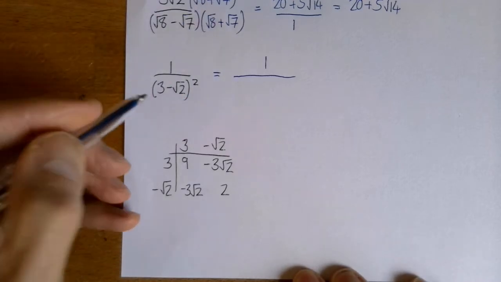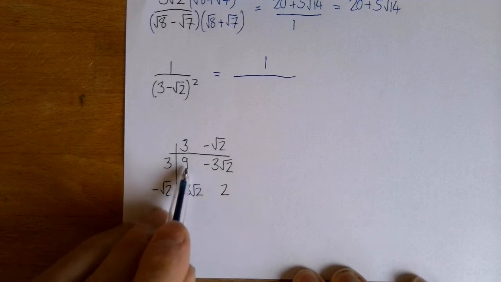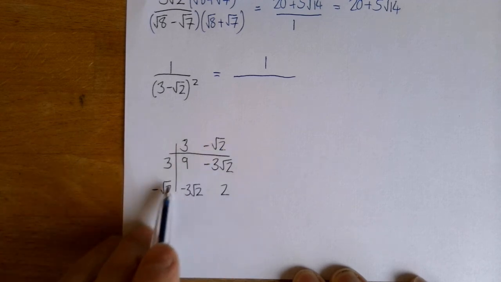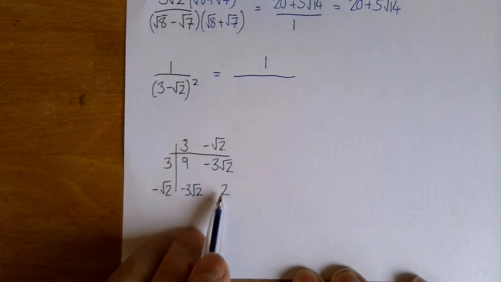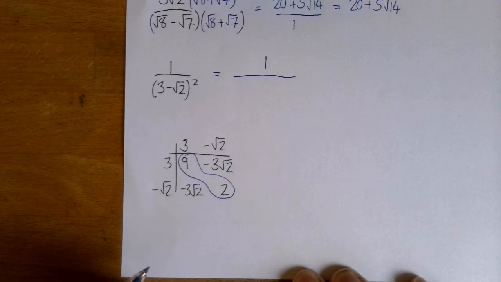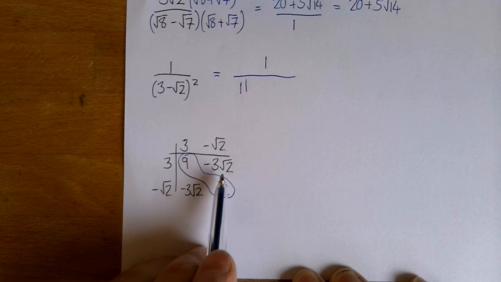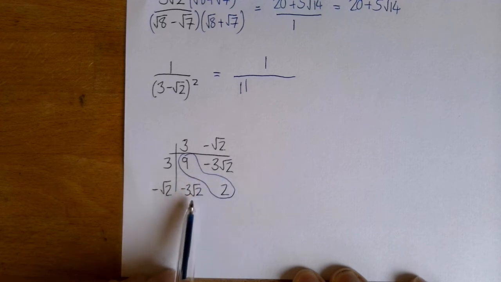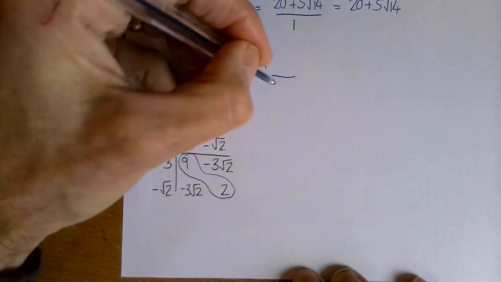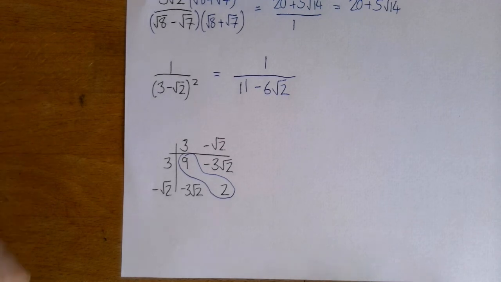If I have a look at what I've got, I've done 3 minus root 2 times 3 minus root 2. So I've got a 9, and root 2 times root 2 is 2, and 2 minuses mean that's positive. So that's giving me 9 plus 2, so that's 11. And here I've got minus 3 root 2 and minus 3 root 2, so that's minus 6 root 2. Now I haven't rationalised yet, all I've done is expanded that denominator.